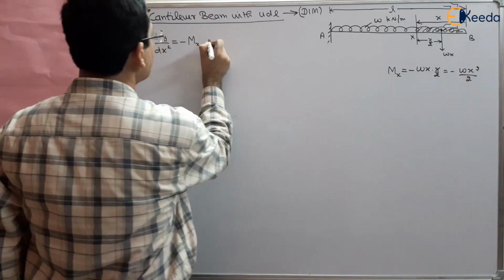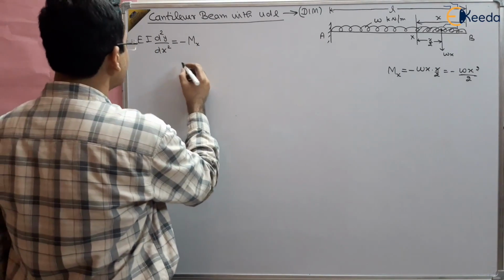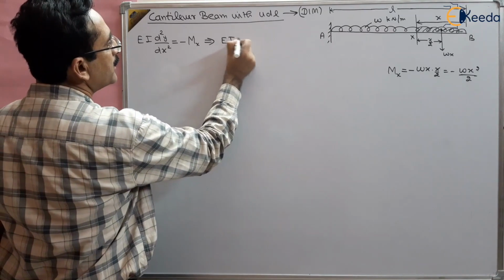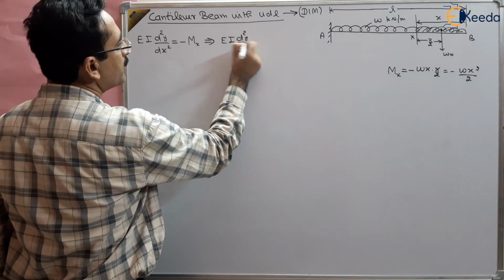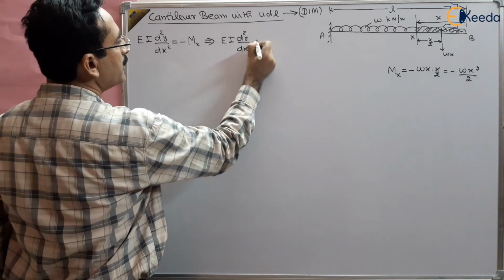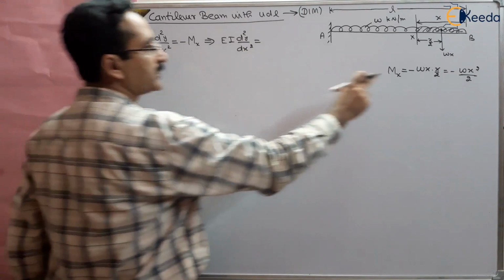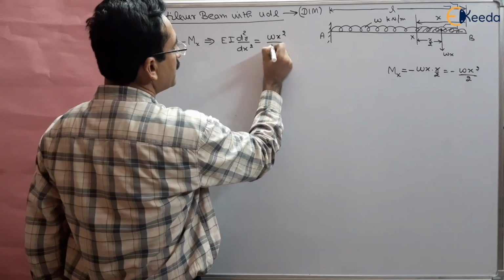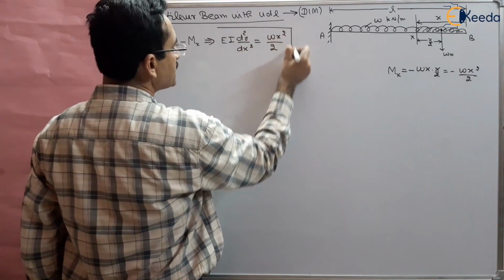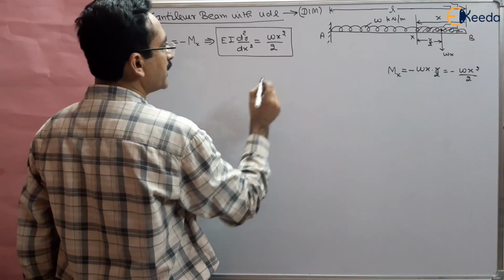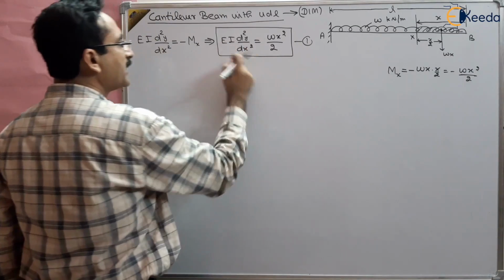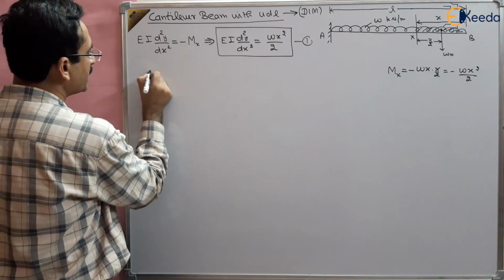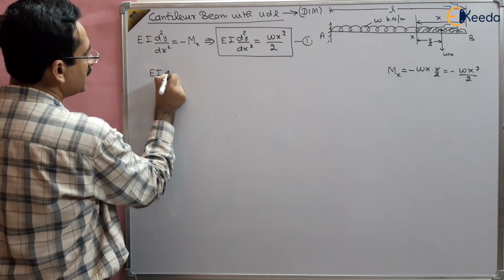So we can write that EI d2y by dx square will be equal to minus Mx, which is minus of minus wx square by 2, so plus wx square by 2. So this is our basic deflection equation, which we have to solve, right? Now integrating this equation, we will get the slope. So integrate this equation, you will get EI dy by dx.